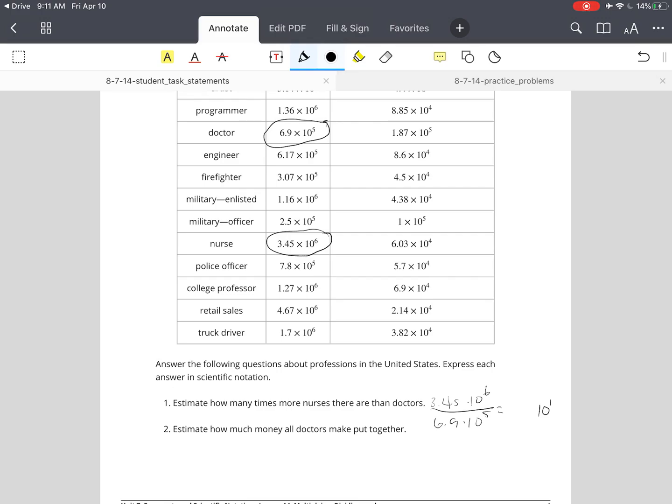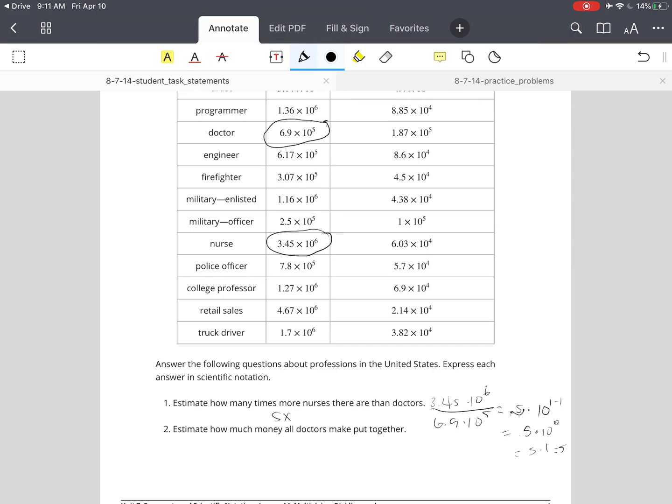There's a lot of number crunching. Divided by 6.9. So you definitely need to have a calculator. That's 0.5 times 10 to the 1st. But we want this in scientific notation. So we're going to move this once over to the right. So that's going to be 5 times 10 to the 0, which is just 1. So there's 5 times more. That's funny.